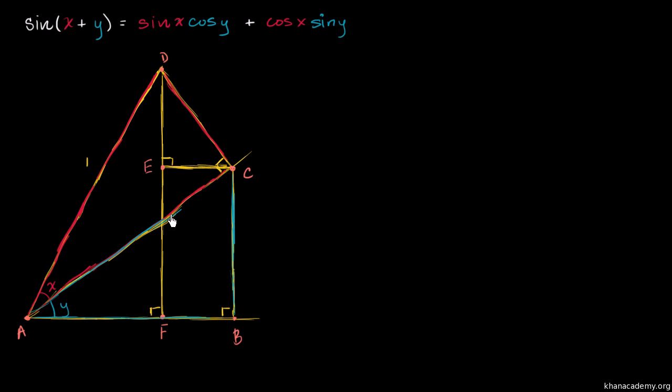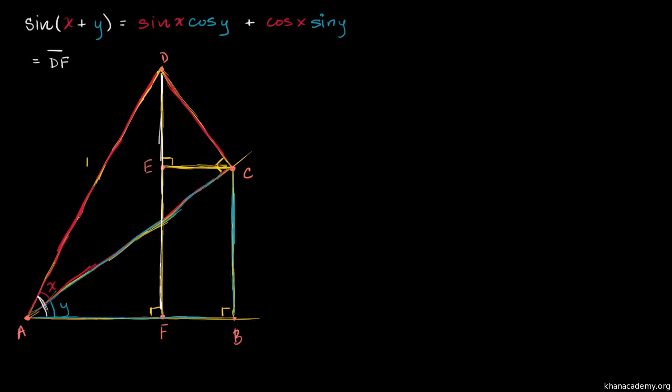And the way I'm going to think about it is, first, what is sine of x plus y going to be? Well, x plus y is this entire angle right over here. And if you look at this right triangle ADF, we know that the sine of an angle is the opposite side over the hypotenuse. The hypotenuse here is 1. So the sine of x plus y is equal to the length of this opposite side, the length of segment DF.